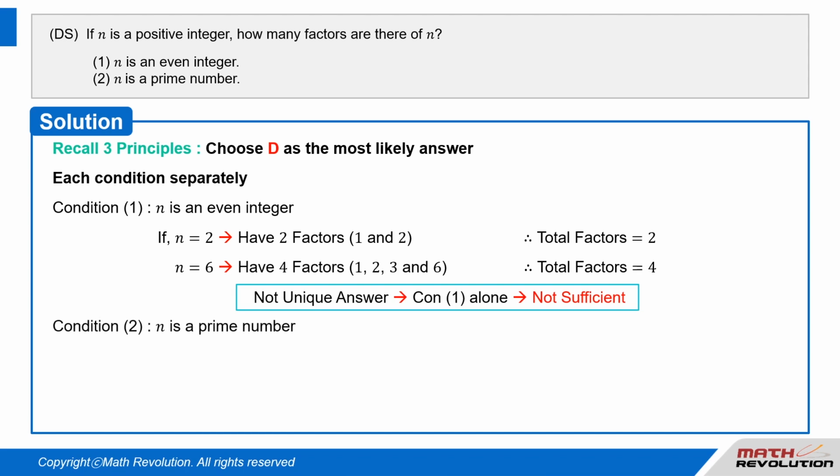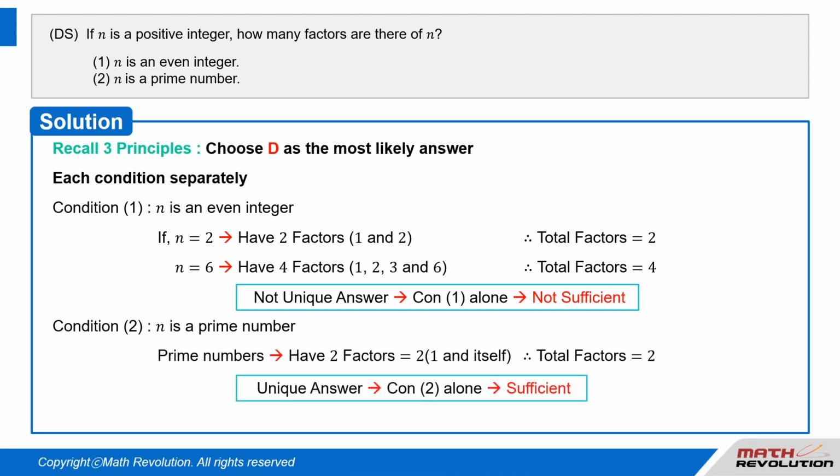Condition 2 tells us that n is a prime number. Every prime number only has 2 factors, namely 1 and itself. So, it is a unique answer. This condition is sufficient. Condition 2 alone is sufficient. So B is the correct answer.